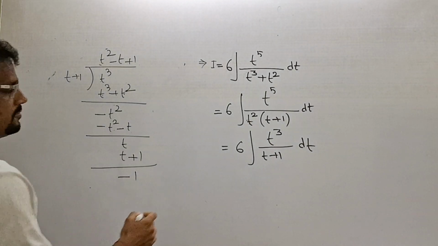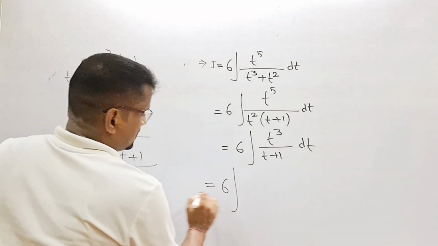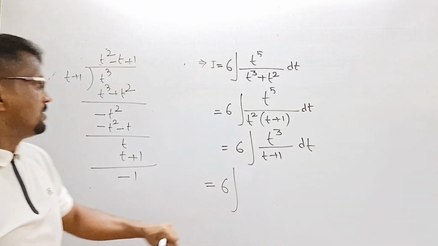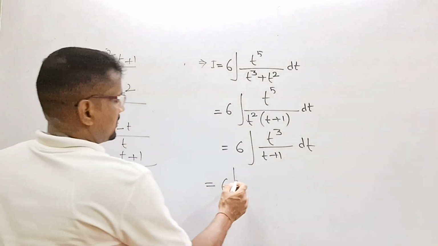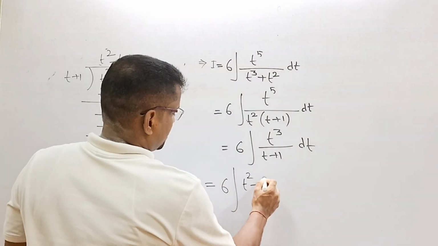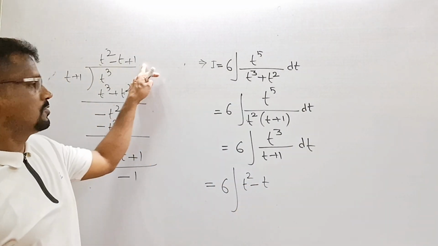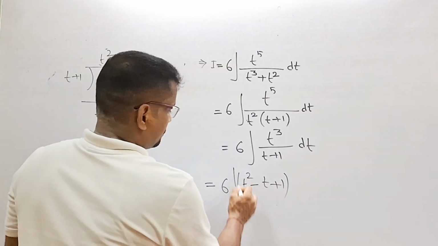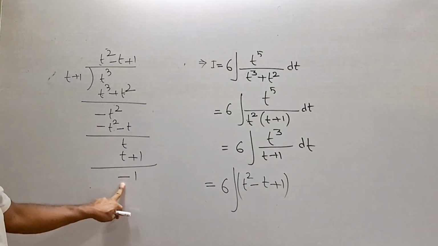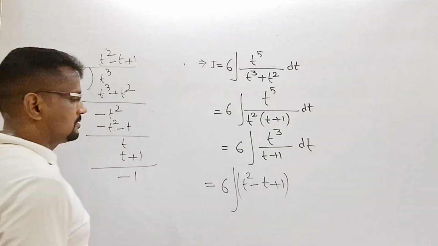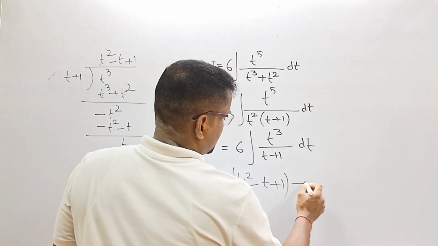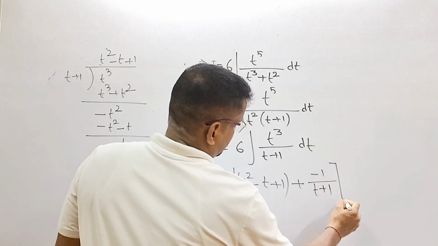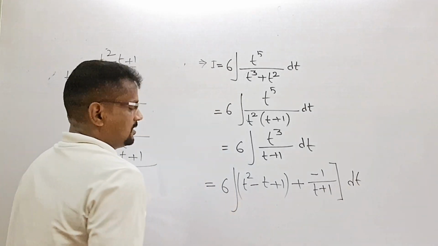It means now you can write here 6 times the integral of t cube by t plus 1. When t cube is divided by t plus 1, just write the quotient: t square minus t plus 1. And then the remainder is minus 1, so minus 1 by t plus 1. So here you can write plus negative 1 by t plus 1, dt. This much you will get. Now see, it becomes easier for you.